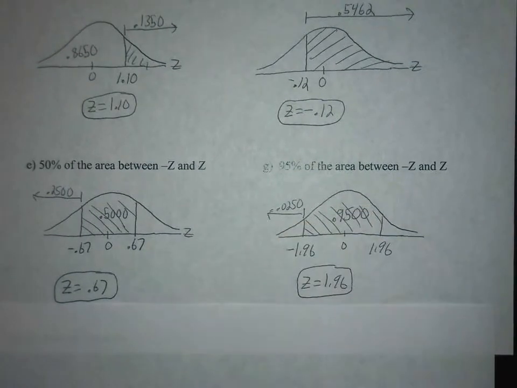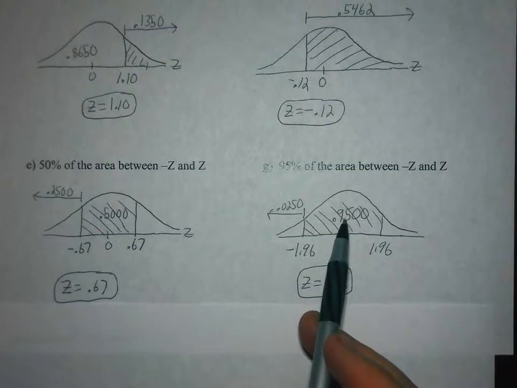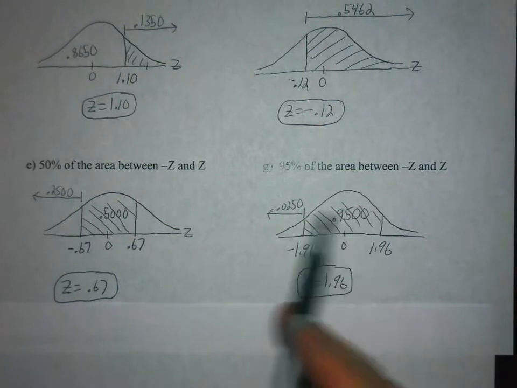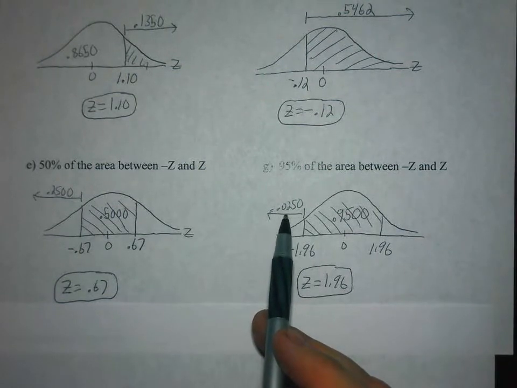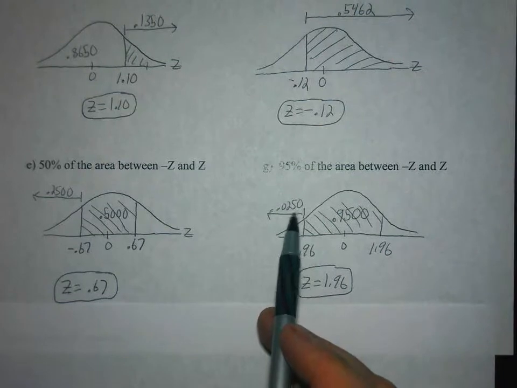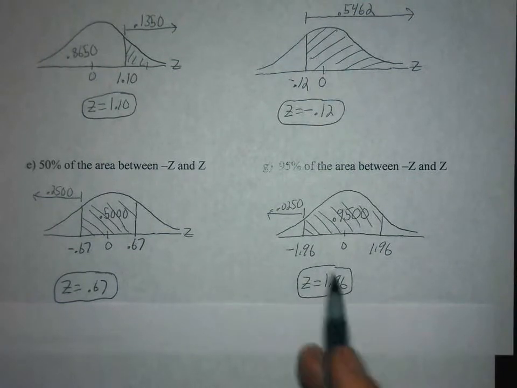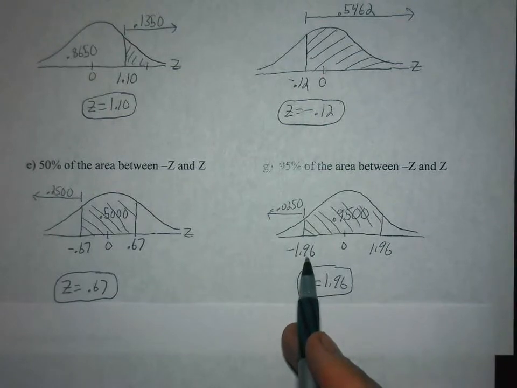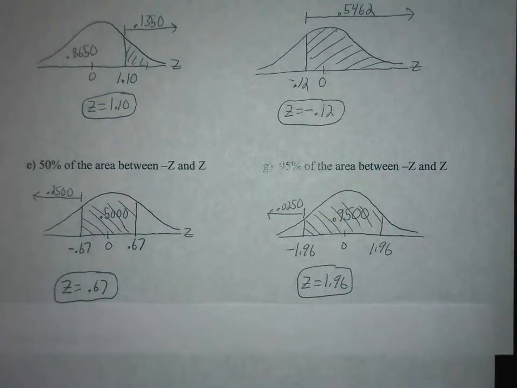For the 95%, similarly, 95% in the middle means you have 5% to split between the two ends. So if you divide 5% by 2, you get 2.5%, or 0.0250. Okay, so when you look that up in the table, you get negative 1.96. And then the positive z-score will be positive 1.96.